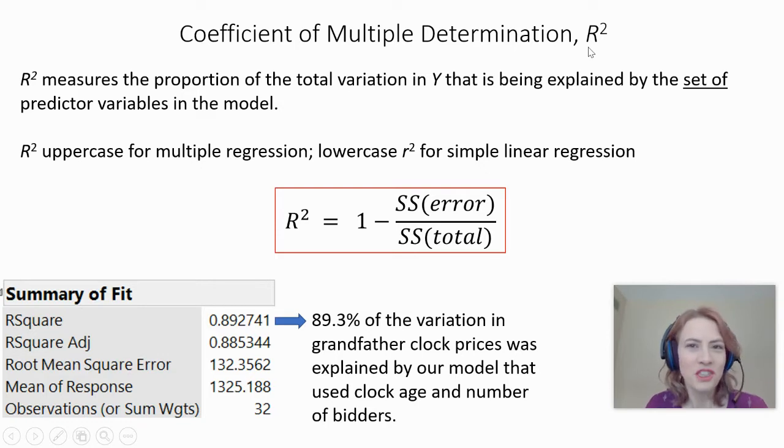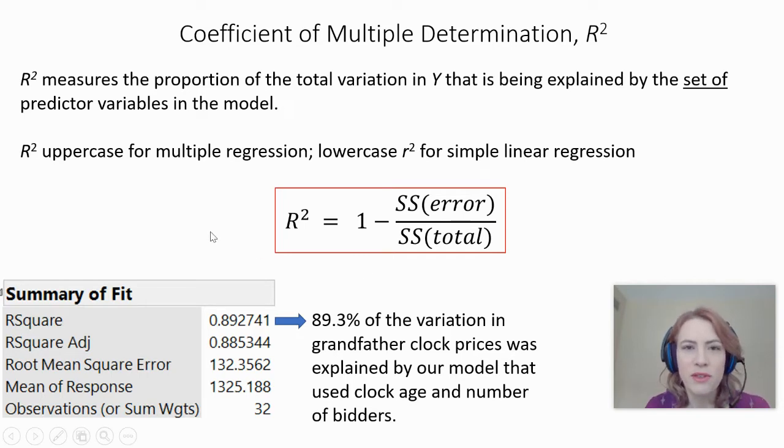For multiple regression, we're going to upgrade this to a capital letter R. So this is big R squared. But it would be calculated just like it would in simple linear regression. We would measure the proportion of the unexplained variation by taking the sum of squares for the errors over the sum of squares total. And then 1 minus that would be the proportion that we did successfully explain.